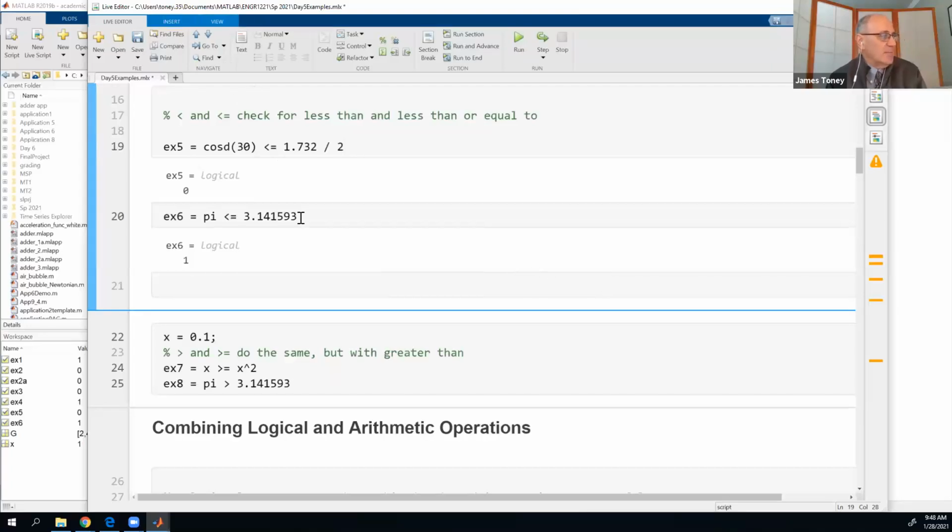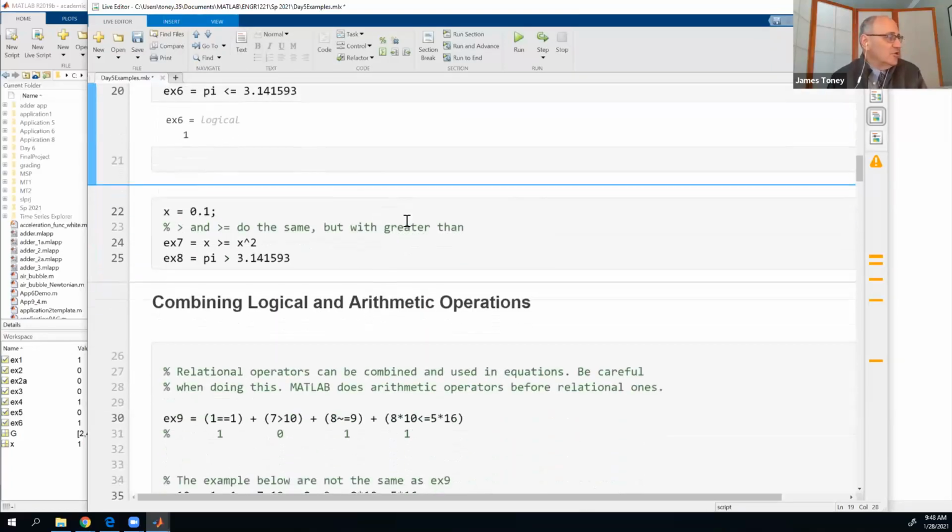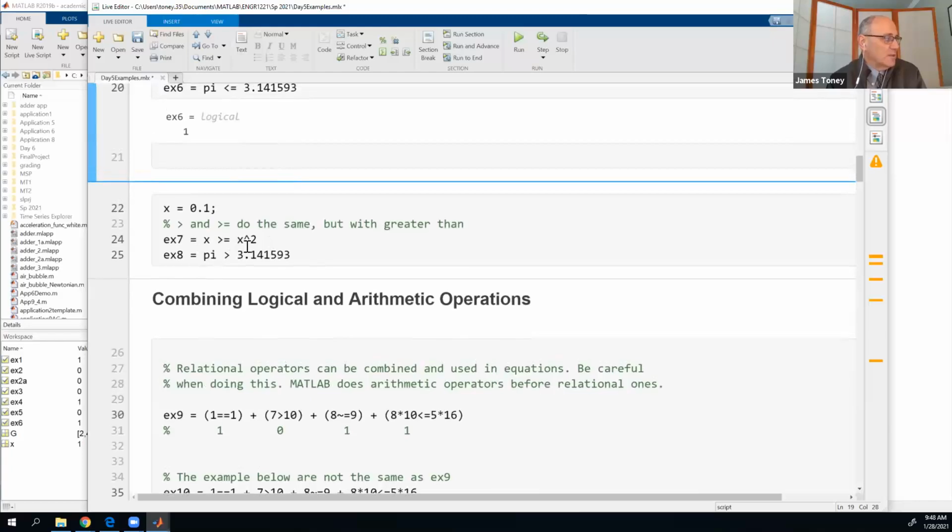All right, so for these first examples, I just used numbers. Of course, you can do this with variables also. You can compare a variable against a number, or two variables, or two expressions involving variables. And so here's an example where we have a variable x, we set it to 0.1, and we ask, is x greater than or equal to x squared? Well, because x is less than 1, that will be true.